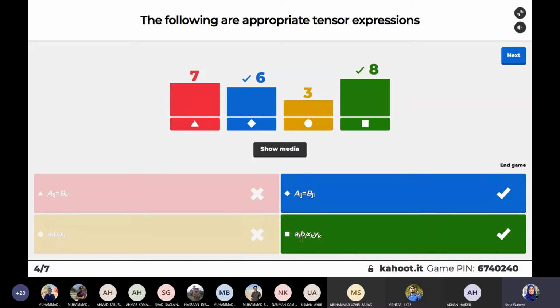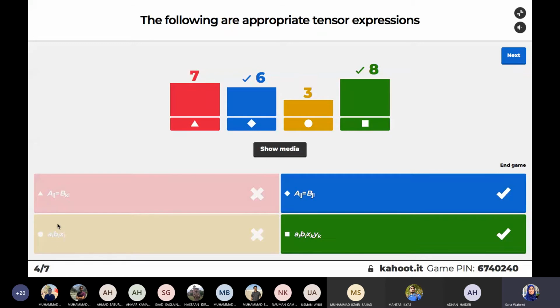And then in the green one, we have A_i B_i. So i is clearly a dummy index. And then k also being repeated, so that's also a dummy index. So these two are correct. Whereas what's happening with the red one? In the red one, we have A_ij equals B_kl. Now, the issue with this one is that the free indices are not matching up. So this does not make any sense, basically.